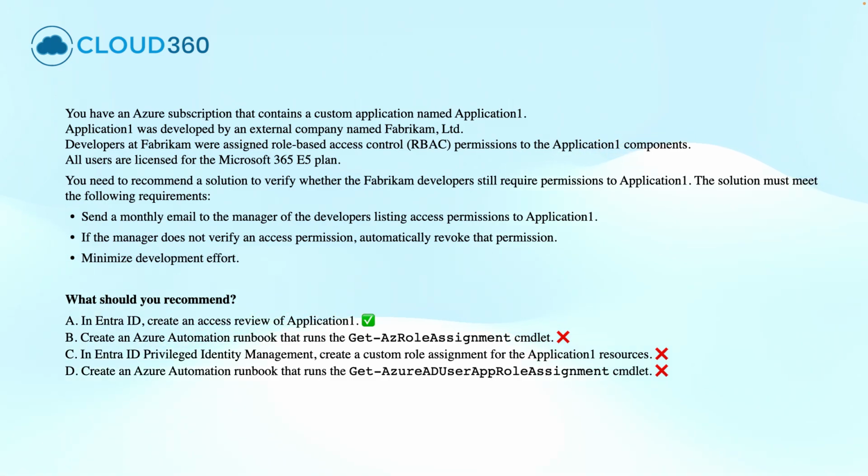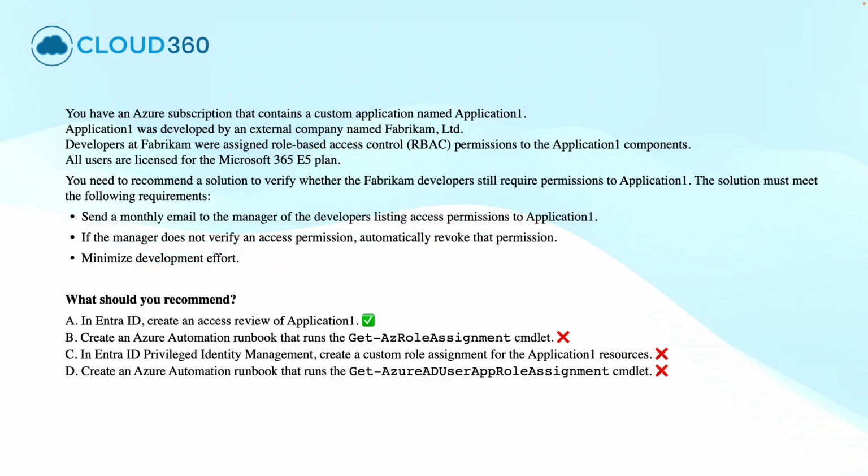We can do this access review on an annual, semi-annual, quarterly or weekly basis. The other three options are incorrect because creating an Azure automation runbook is basically to do the automation, and specifically the command that is mentioned is for getting the Azure role assignments only. So this is just to do the inventory.